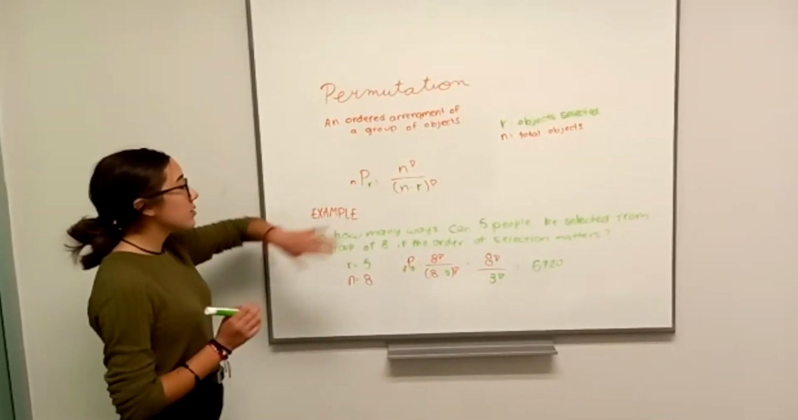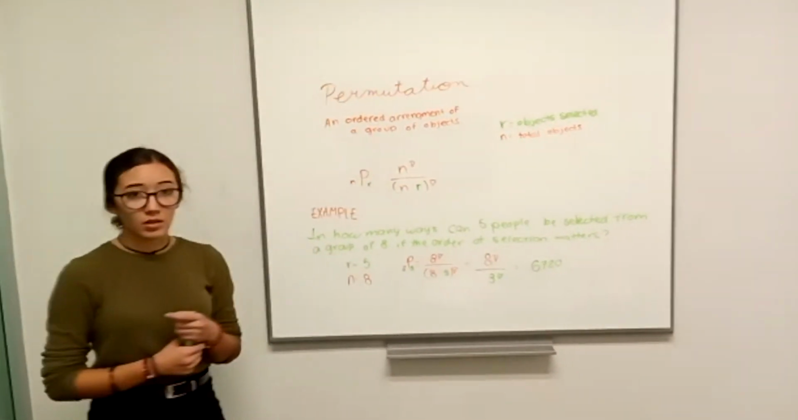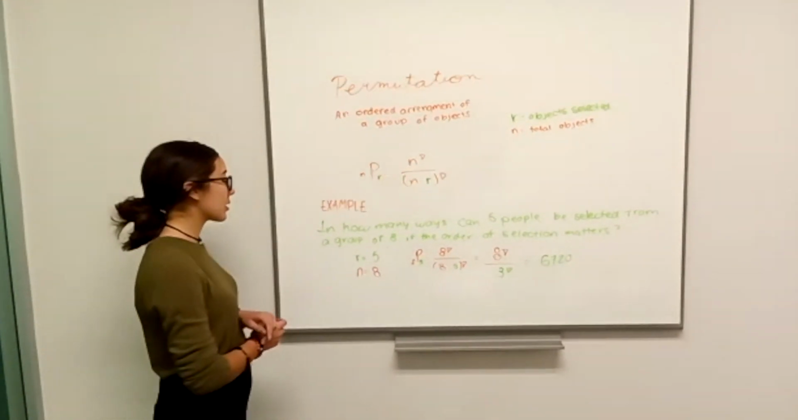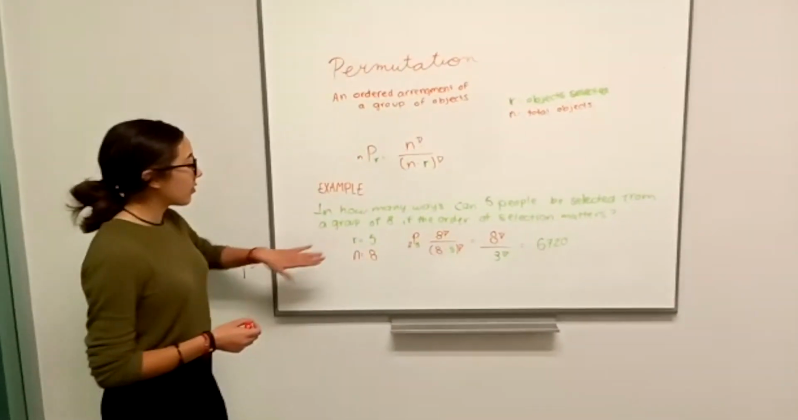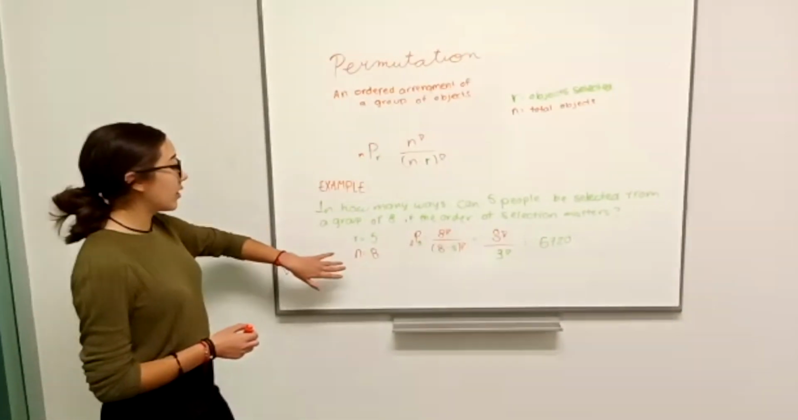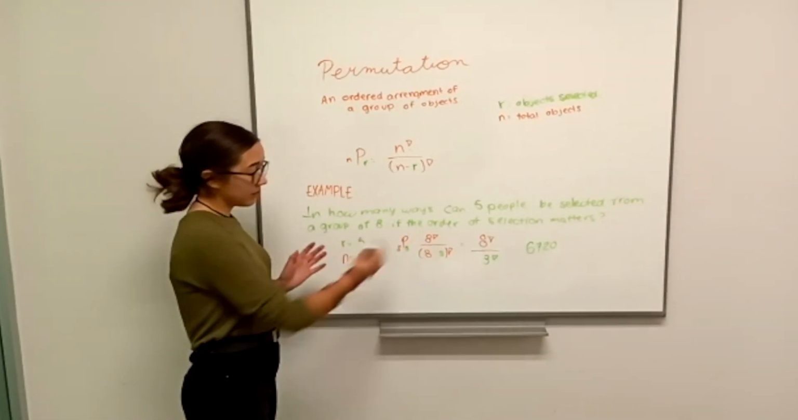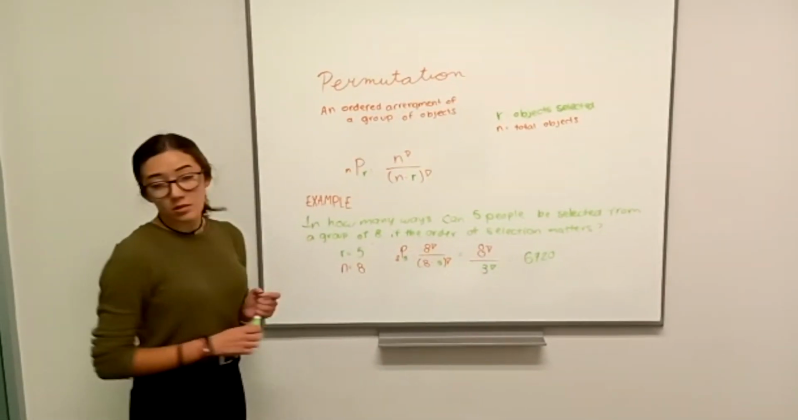Permutation is an ordered arrangement of a group of objects, so in this case the order does matter. This is the formula. R is the objects selected and N is the total objects. So an example would be, in how many ways can 5 people be selected from a group of 8 if the order of selection matters? So the selected people would be 5 and the total number would be 8. We put it in the formula and the result is 6,720.